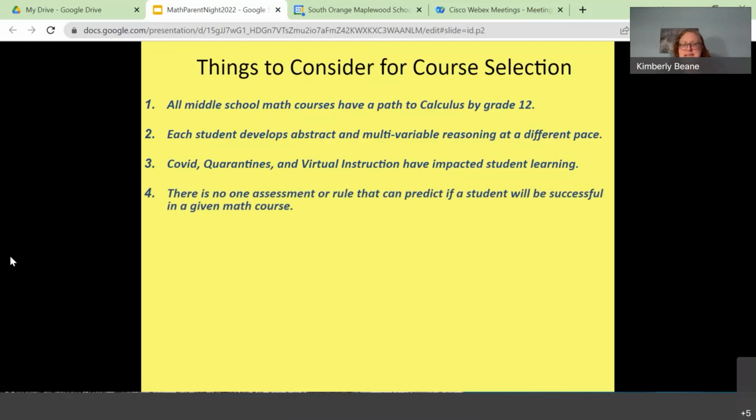And there is no one assessment or rule that can predict if a student will be successful in a given math course. So you're going to say, Ms. Bean, tell me, what do they need in order to be successful in the math course? And my answer is going to focus on the mathematical skills and concepts they need in order to be ready for the next course. That's the answer I'm going to give. But I know that it's not the whole picture. I know it has to do with some other things.